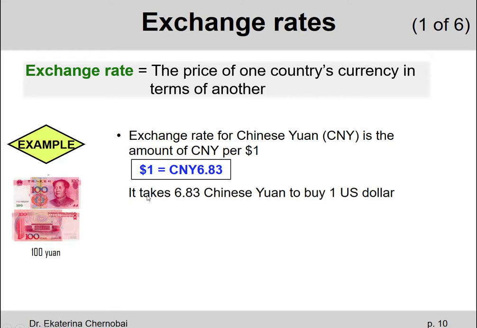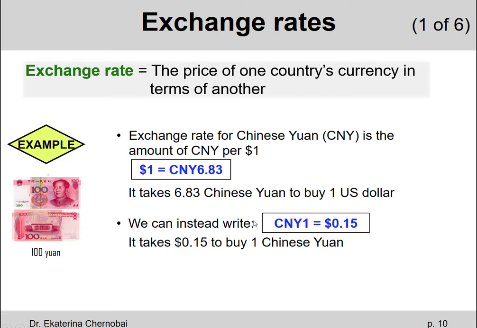And also the other way around, let's say Chinese people come to visit the United States, they would be paying 6.83 Chinese yuan to buy each US dollar. So it goes both directions. Instead, we can write the same exact exchange rate between the Chinese yuan and the US dollar differently. We can instead write 1 Chinese yuan equals 0.15 of a US dollar.